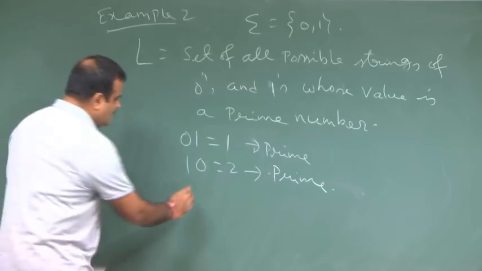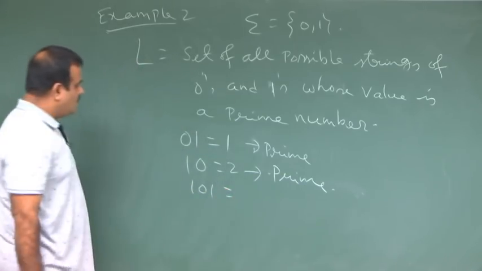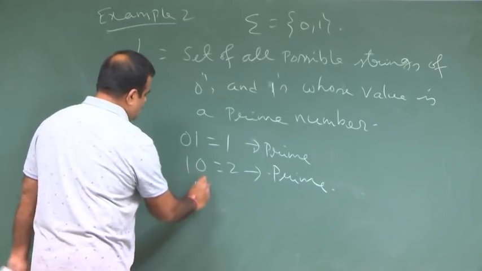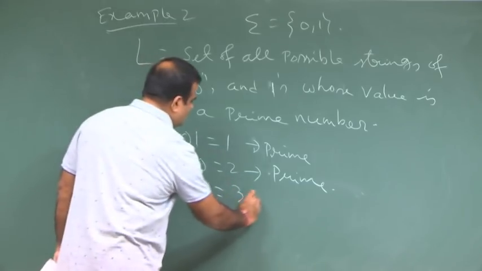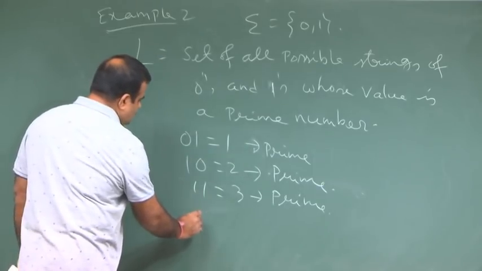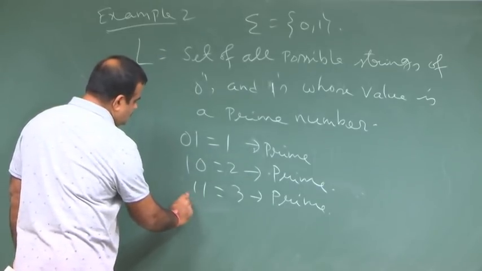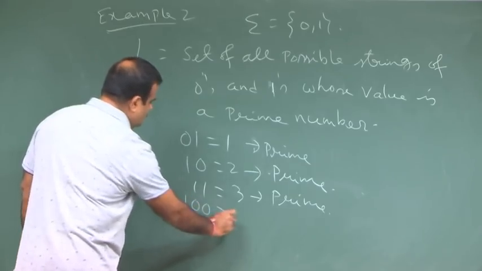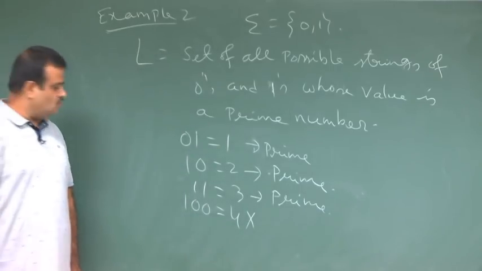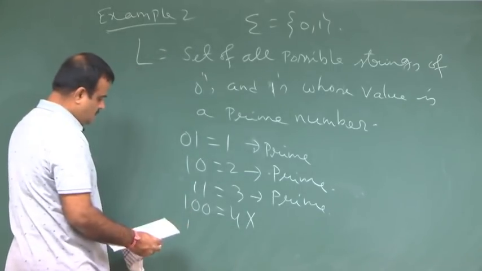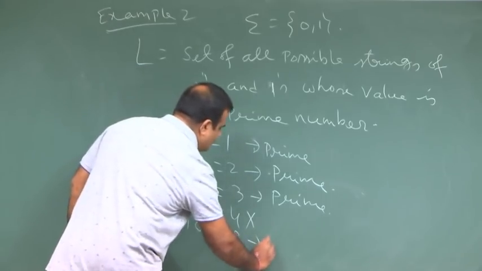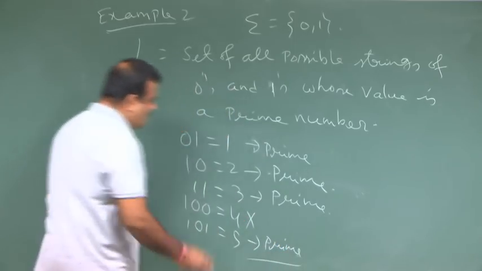Okay. And then say 11: 11 is 2 plus 1, 3, this is also a prime. Then 100 is 4, and 4 is not a prime, because 4 has a factor 2. Then 101 is 4 plus 1, 5, it is a prime number. So, this is an example, I mean the value should be a prime.